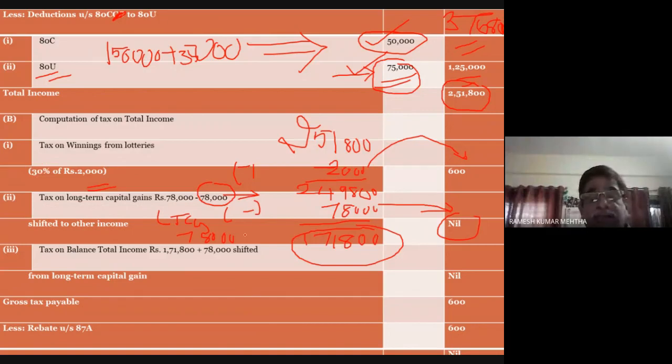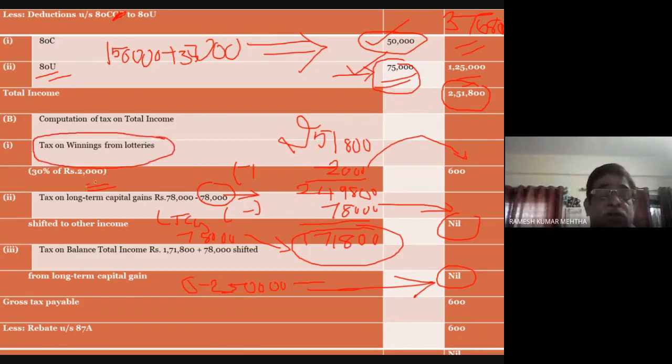So this is his total taxable income. On this, he has to pay tax. As per the income tax slabs of 2019-20, for an ordinary person from 0 to 2.5 lakhs of income, the tax is nil. So he need not pay any tax because it is within the threshold limit of 2.5 lakh rupees. However, he has to pay on the winnings from lottery 600 rupees straight away.